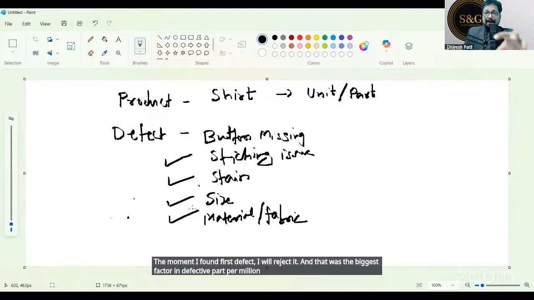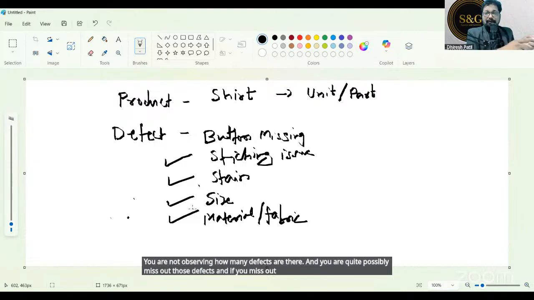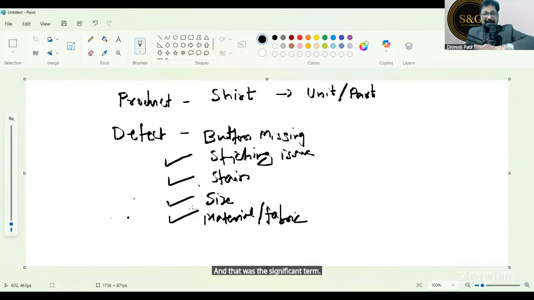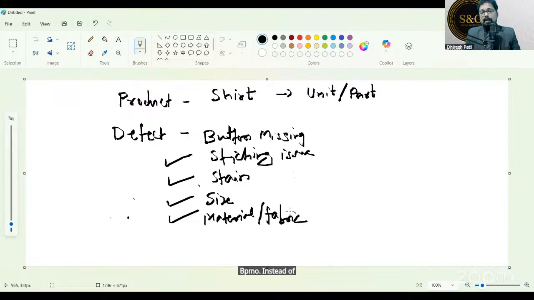Now, if you work on that particular defect, what about the rest of the defects? You are not observing how many defects are there, and quite possibly you miss out those defects. And if you miss out on the data, you will not work on those defects, right? Because the data will not give you that significant number. And that was the significant term. And from defective parts per million, we shifted to defects per million opportunity. DPMO. Instead of DPPM, we shifted to DPMO.